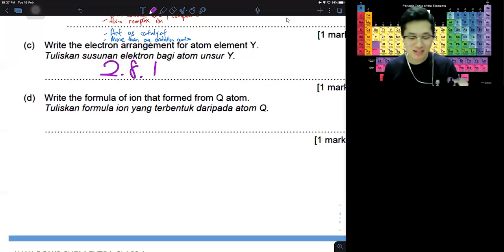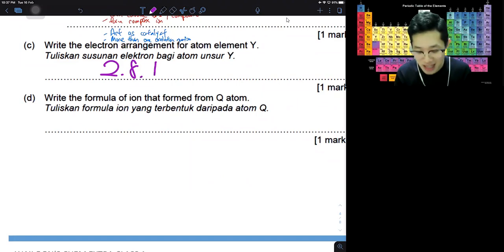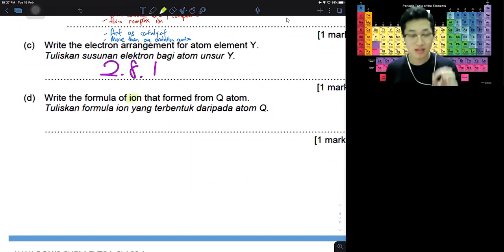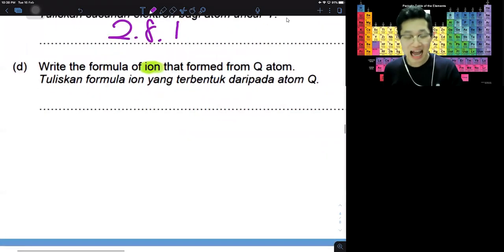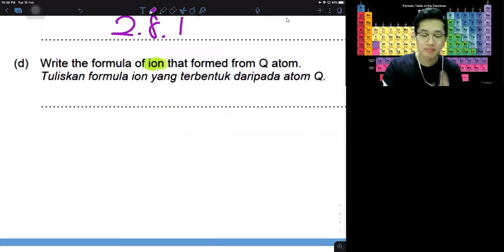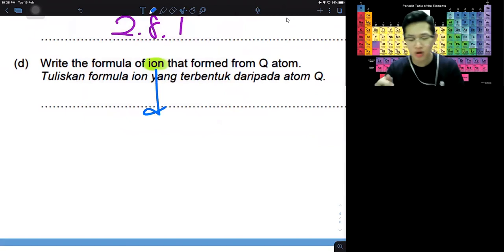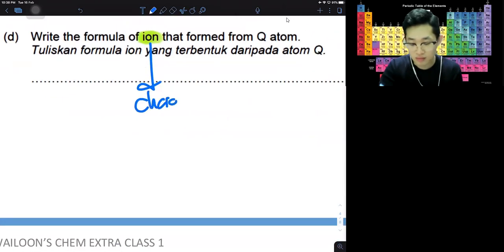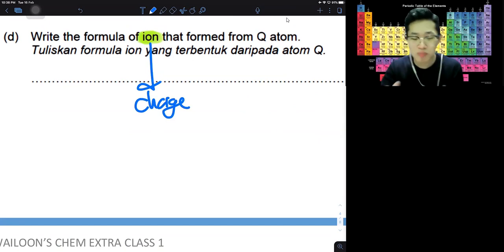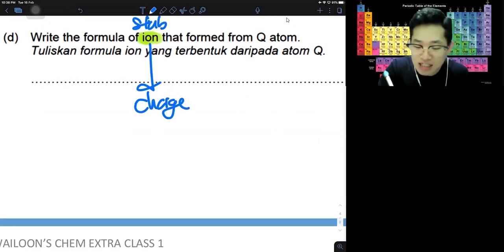Write the formula of the ion that forms from Q atom. Please be careful with this ion. Ion, mentioned many times already. Ion has a charge. Ion also means already stable.